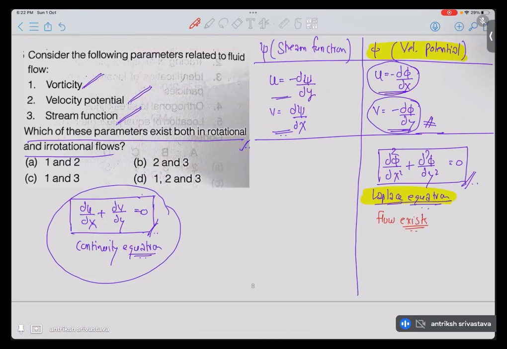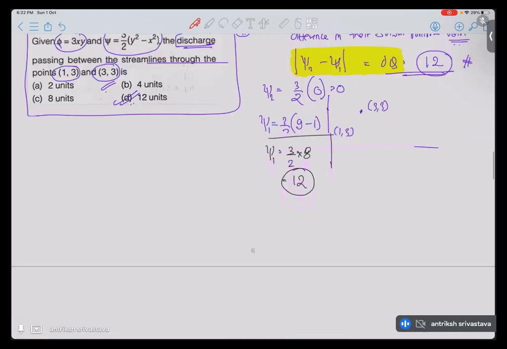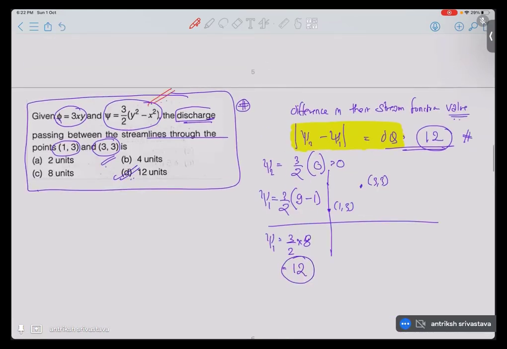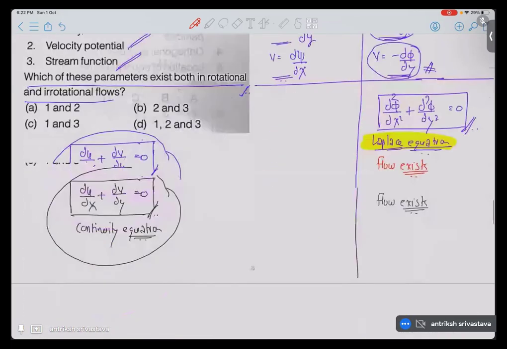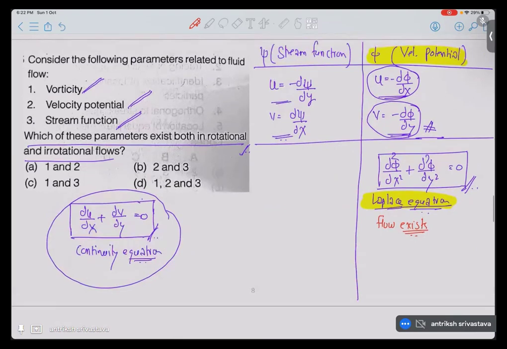So we'll have some questions. I'll try to frame some questions here itself, and we will see whether they follow the Laplace equation. Now this is a property of the Laplace equation for the velocity potential. So when the velocity potential follows the Laplace equation, flow exists.